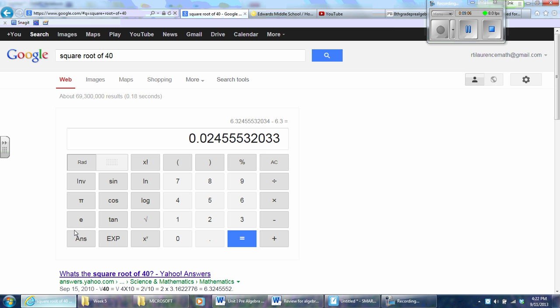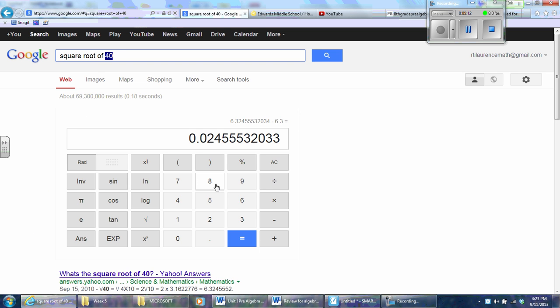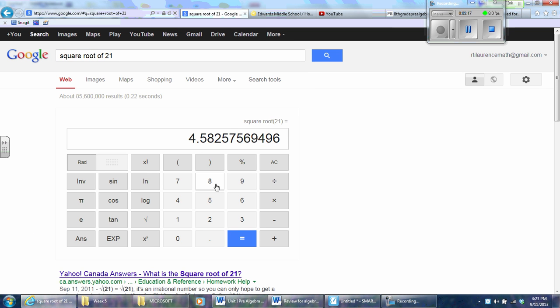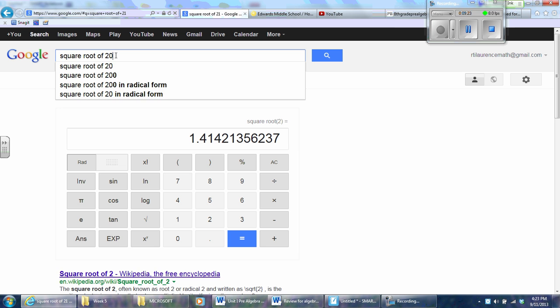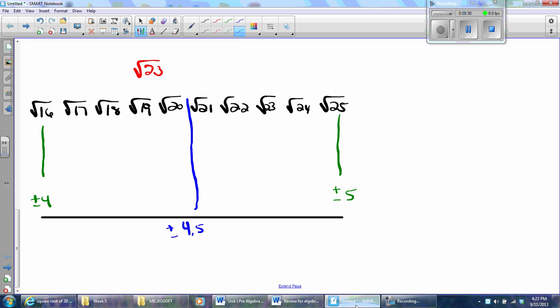Let's test that. Square root of, hold on, what were my two numbers? 21, I'm saying, is going to be just a little bit over 4.5. Look at that, 4 58/100ths if I round. Okay, if I do 20, I'm going to get another just below 4.5. And look at that, 4 47/100ths. Too easy. You guys can do this.